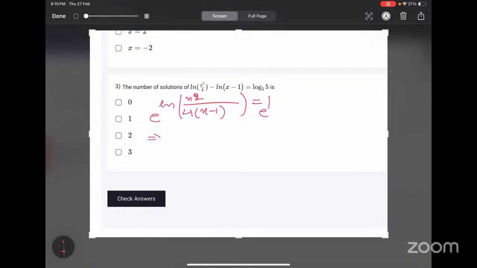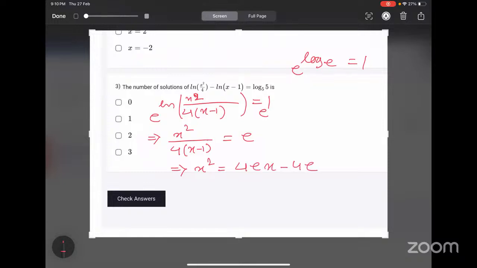Ma'am, why? So we have log e, and e power log e equals 1. Okay, got it, ma'am. So we will basically get x squared by 4 into x minus 1 equals e, right? Yes, ma'am. So x squared equals 4ex minus 4e, so x squared minus 4ex plus 4e equals 0.